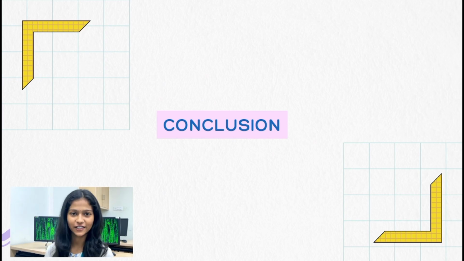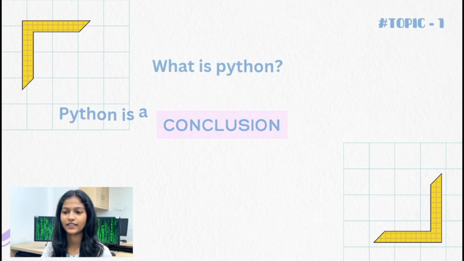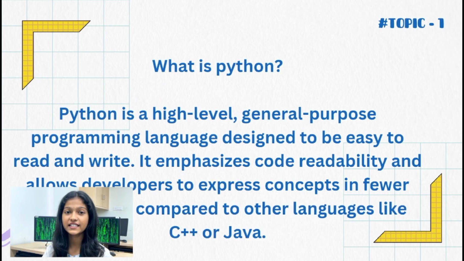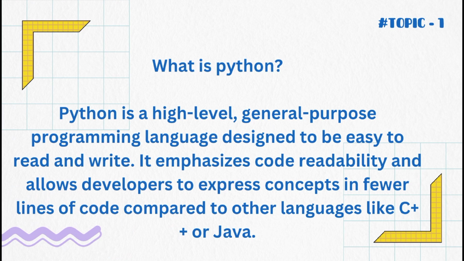Let's briefly conclude what we learned throughout the video. Firstly, what is Python? Python is a high-level general-purpose programming language designed to be easy to read and write. It emphasizes code readability and allows developers to express concepts in fewer lines as compared to other languages like C++ or Java.